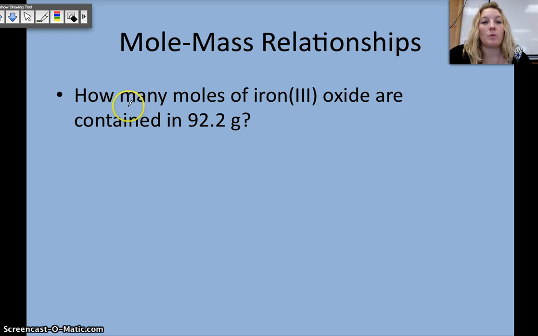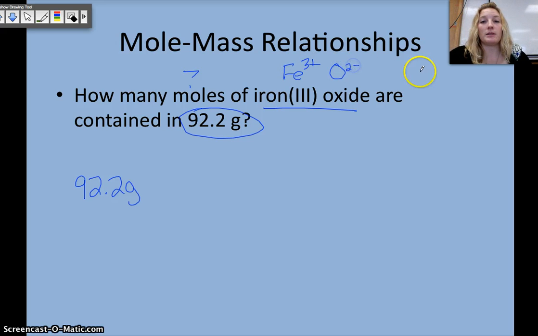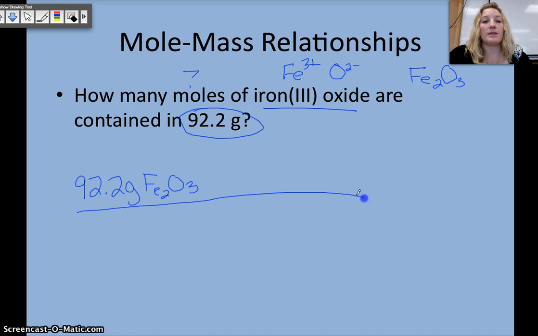This time, we're looking for how many moles of iron 3 oxide are in 92.2 grams. So this one is kind of backwards of what we've been doing. This time we're starting with 92.2 grams of iron 3 oxide. So Fe3+, oxygen is a 2-, so Fe2O3. So grams of Fe2O3. And this time we're going to moles.